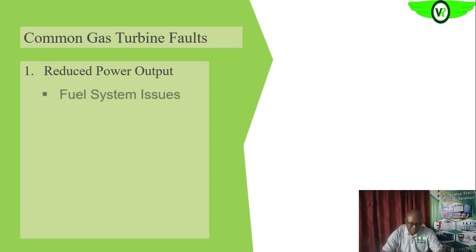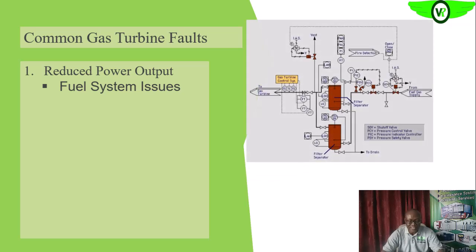So what could be the possible cause? One is the fuel system. Once we have issues from the fuel system, and by fuel system we are looking at everything from the source of the fuel storage to the nozzle where it is injected and combusted within the combustor of the gas turbine. Everything on that line constitutes the fuel system. So once there are issues, that can cause reduced power.